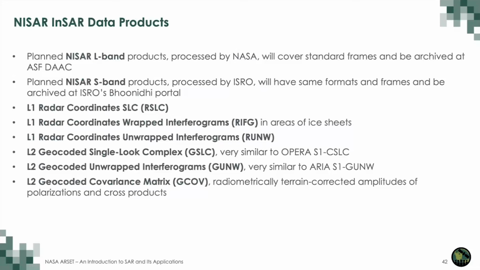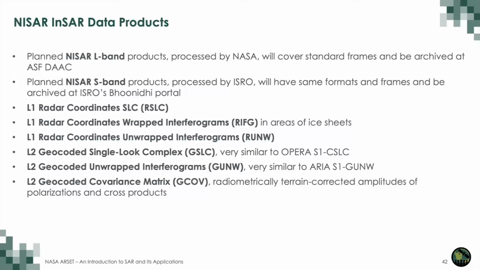So NISAR will be having the L-band products processed by NASA JPL and archived at the NASA ASF archive site. The S-band data products will be processed by ISRO. We have a common data format. The same software should be able to access either data set, and their data is going to be archived at their ISRO portal called Bhoonidhi.